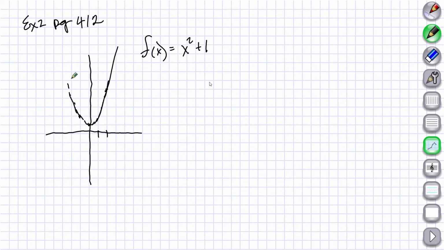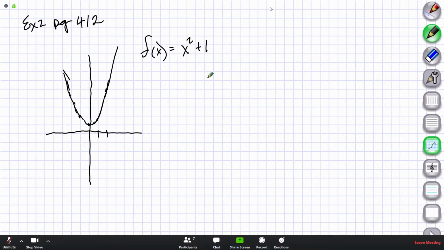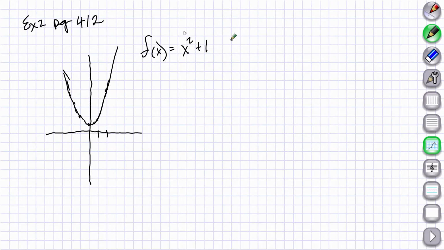Okay, so if we had a curve, let me see if I can draw the curve a little bit better. Boy, that looks a little bit nicer. And they wanted to find the boundaries of this thing from -1 to 2.